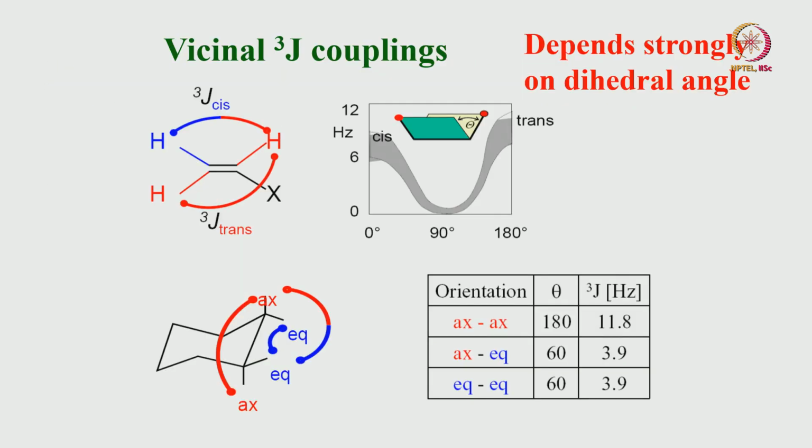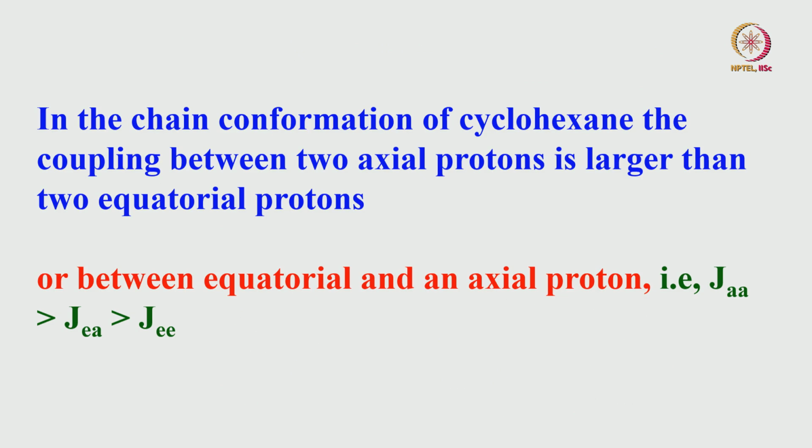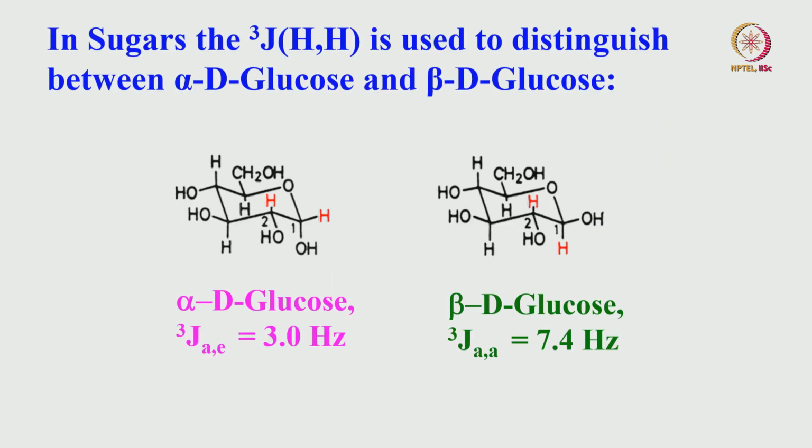So, vicinal coupling, simply you understand, axial-axial coupling at 180 degrees is 11.8 hertz, axial-equatorial is 3.9, equatorial-equatorial at 60 degrees is smaller. So, in the chair conformation of cyclohexane, the coupling between 2 axial protons is always larger than equatorial. I have been telling you, please remember, in a chair conformation of cyclohexane, axial-axial coupling is larger than axial-equatorial, and that is larger than equatorial-equatorial. So, equatorial coupling is always smaller compared to axial coupling, and you can use this idea.